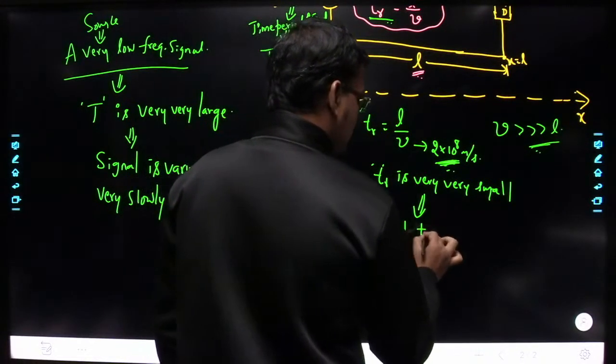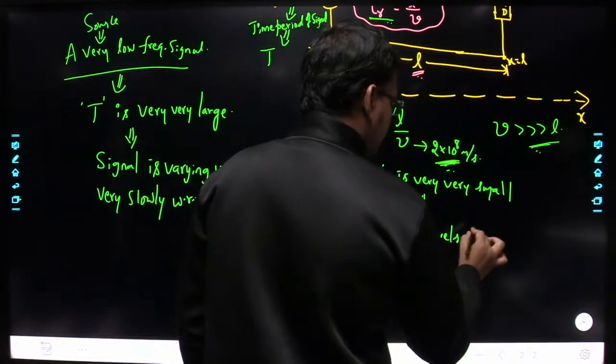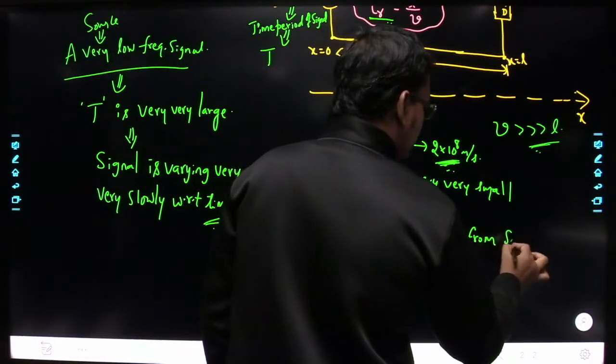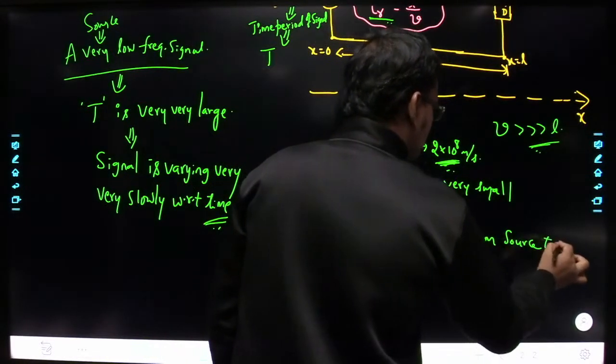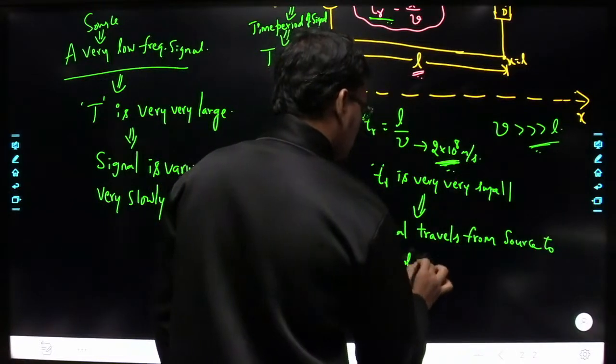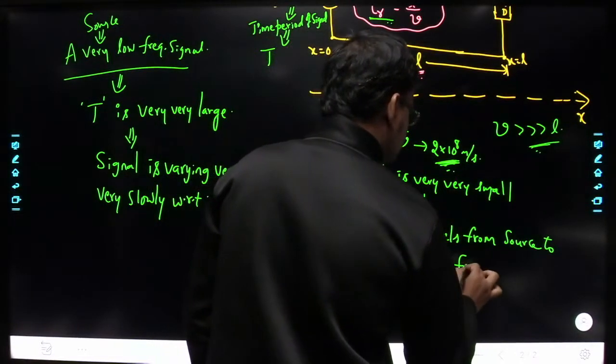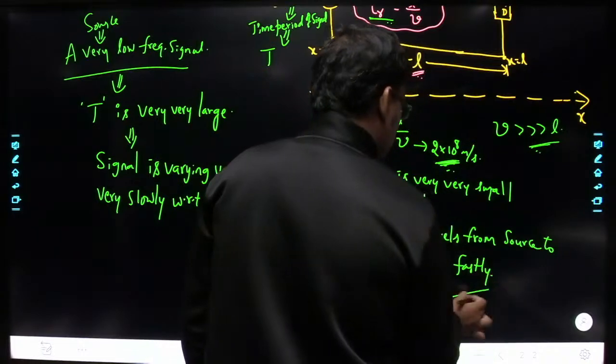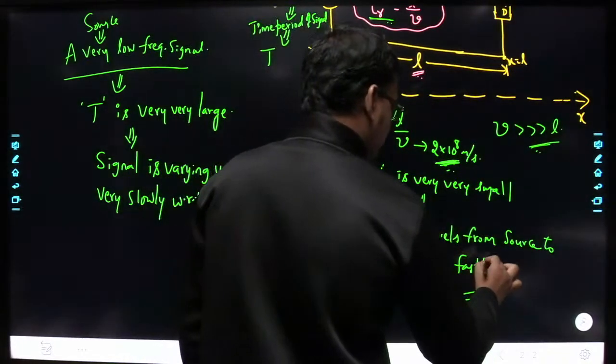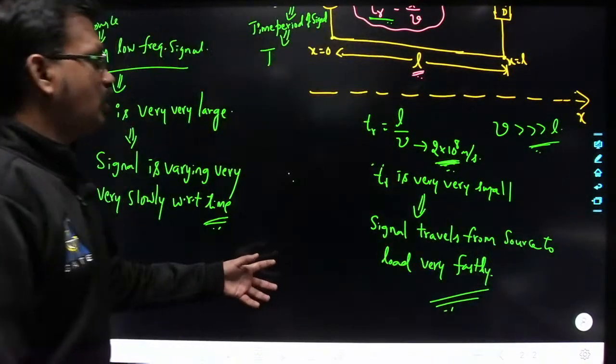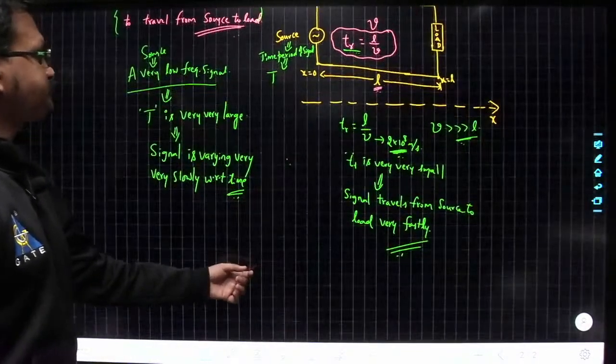So TR is very small means the signal travels from source to load very fast. This is what you have to understand, very fast. Understood? Okay.